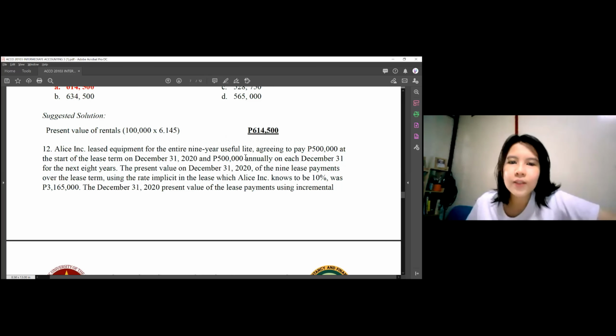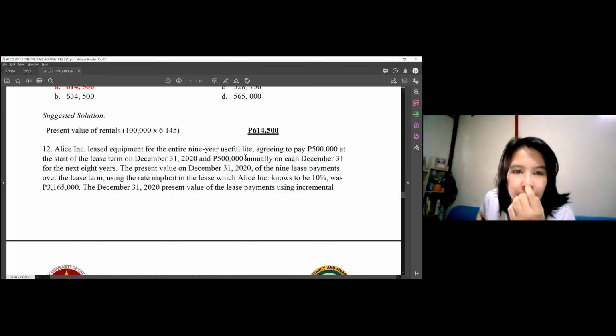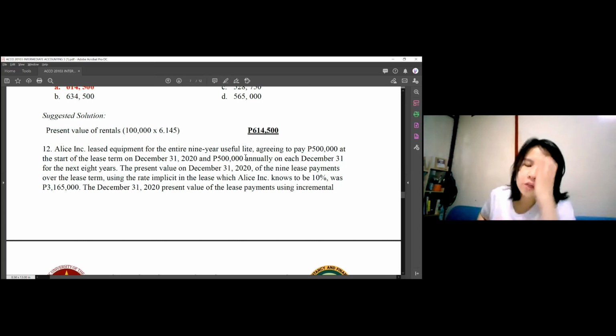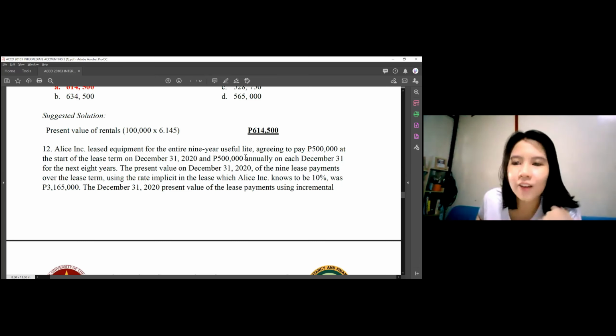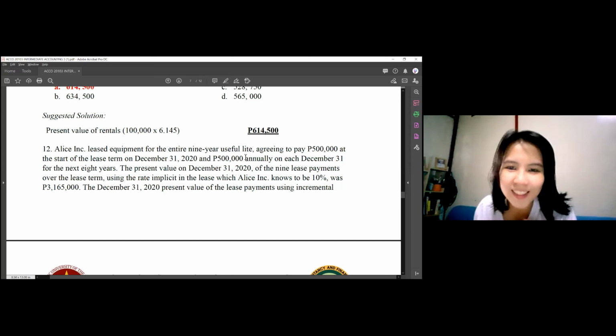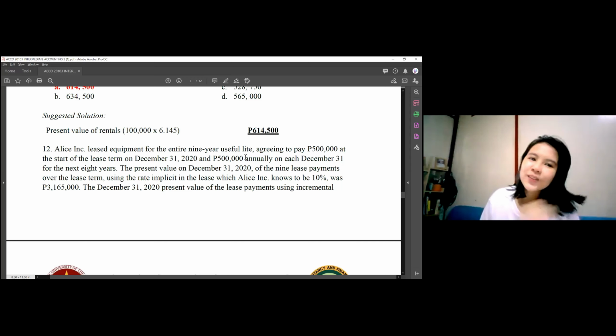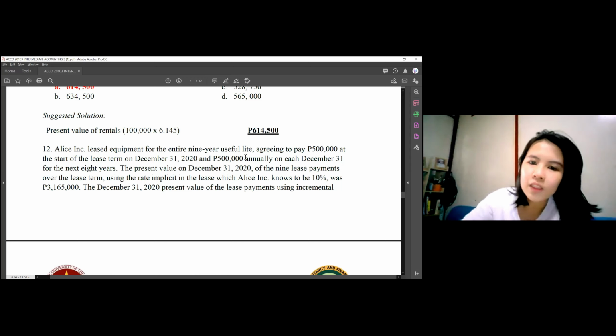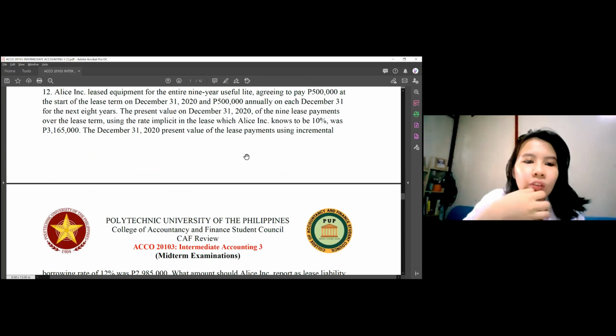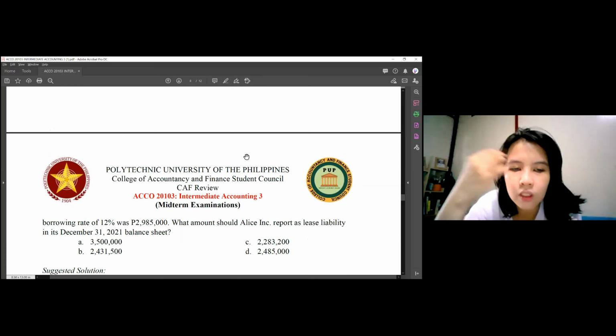Okay. The present value noong December 31, 2020, known to be 10% yung implicit rate. So, that was 3,165,000. Okay. So, pretty easy problem because binigay niya na din yung present value. So, the December 31, 2020 present value of the lease payments using incremental borrowing rate of 12% was 2,985,000. What amount should Alice report as lease liability in its December 31, 2021 balance sheet?